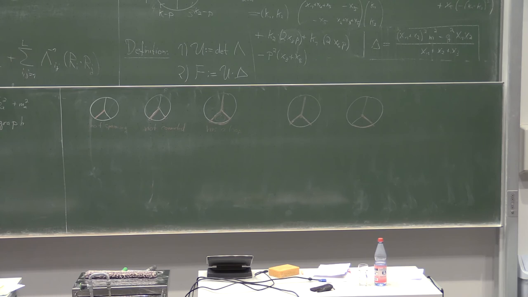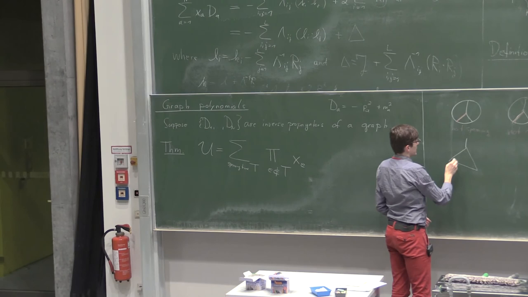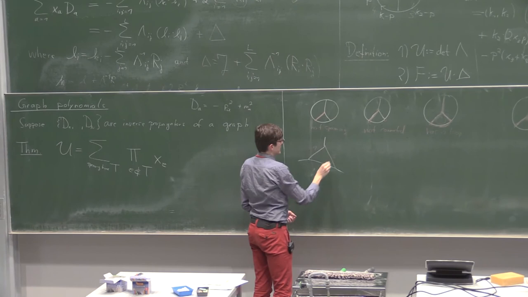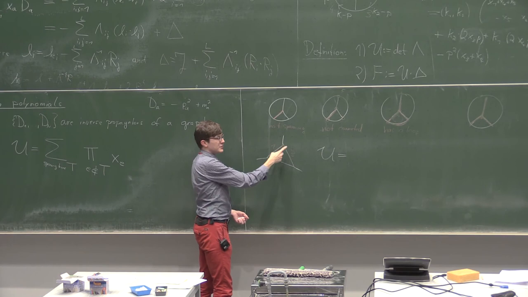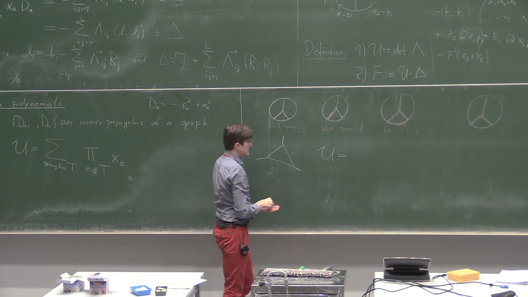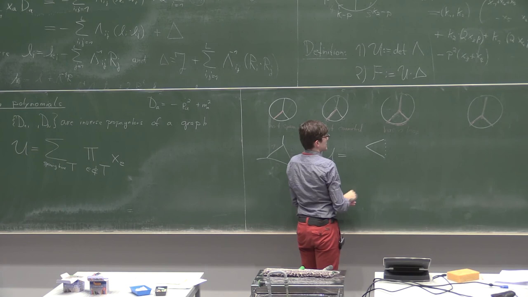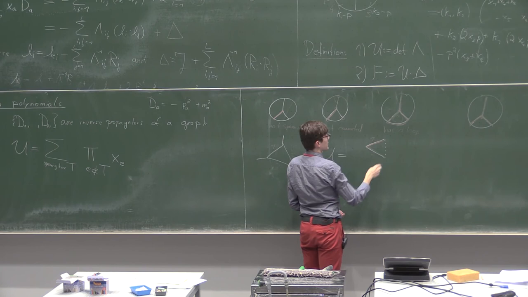So what does this do in an example, for our triangle that we have? I would call the edges 1, 2, and 3. What is the U polynomial? Well, what is the spanning tree in here? The spanning tree has to contain two edges, because you have to connect three vertices. You can delete one edge, then you have a spanning tree, but that's all you can do. So you can take the spanning tree which contains 1 and 2. If you take 1 and 2, you leave out 3.